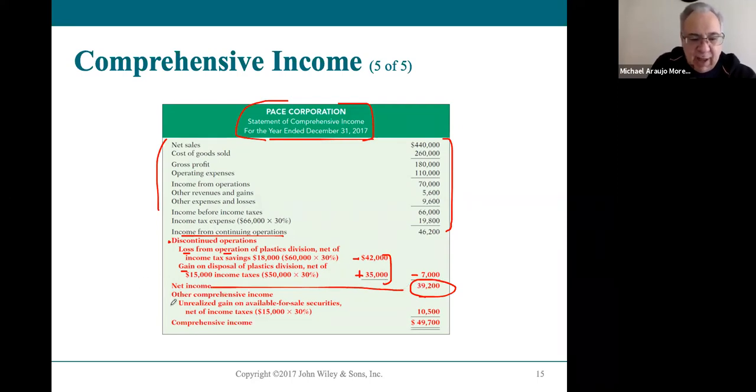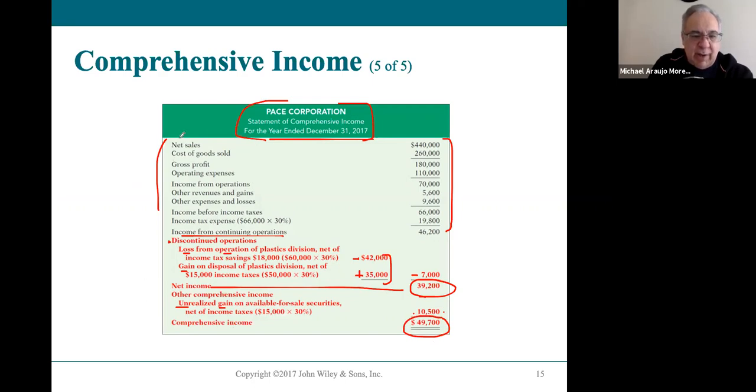Right? See, not a commercial. They also have to report that they had an unrealized gain on their available for sale securities. They had increased in value over that period of time. So they had to report an additional $10,500. They went up by $15,000, but they set aside 30% of that as income taxes. So the unrealized gain is the difference, $10,500. And that increased their profit. Their total comprehensive income is increased.